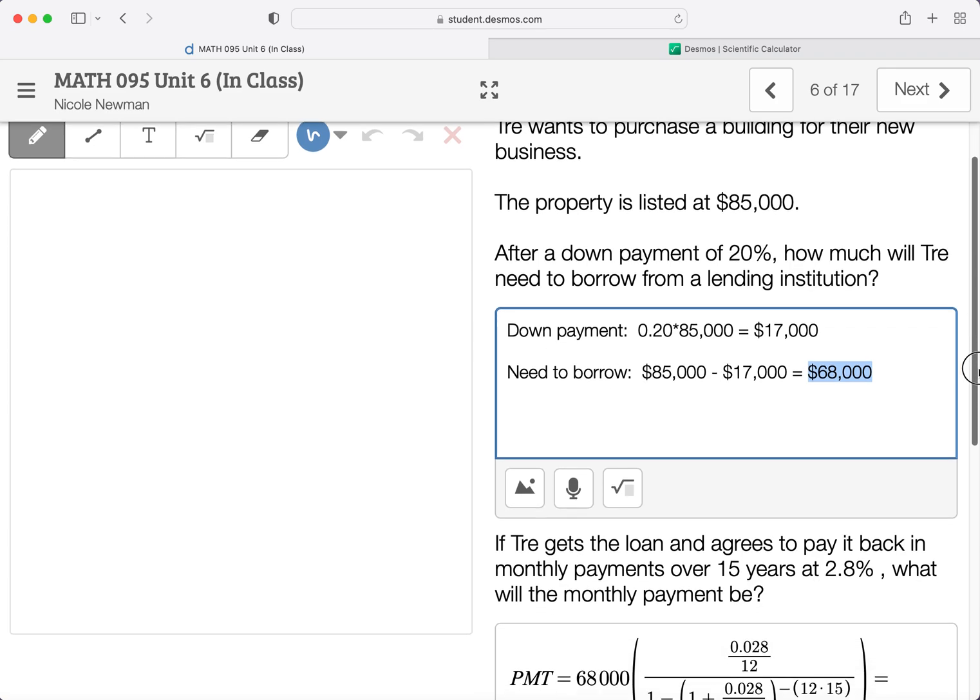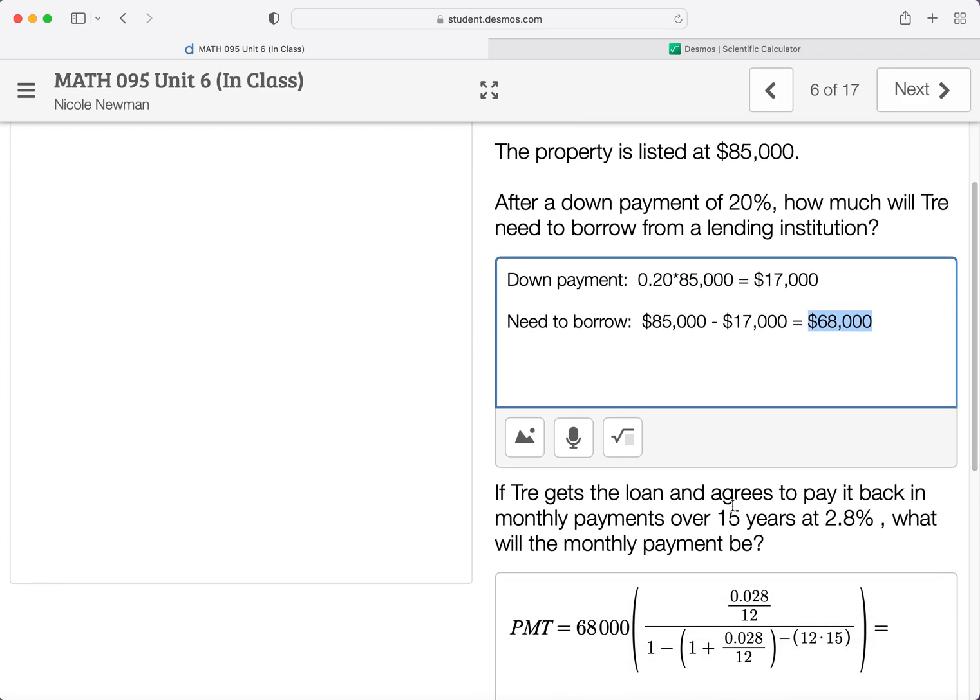If Trey gets a loan and agrees to pay it back in monthly payments over 15 years at 2.8%, what will the monthly payments be? By the way, right now, 2.8% is not very realistic. In 2021 and in 2020, this was a pretty realistic number. But right now, things have increased drastically.